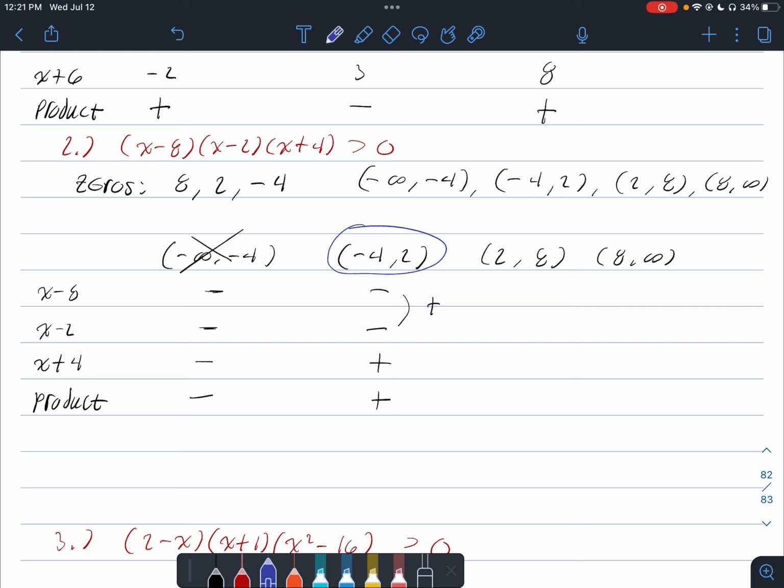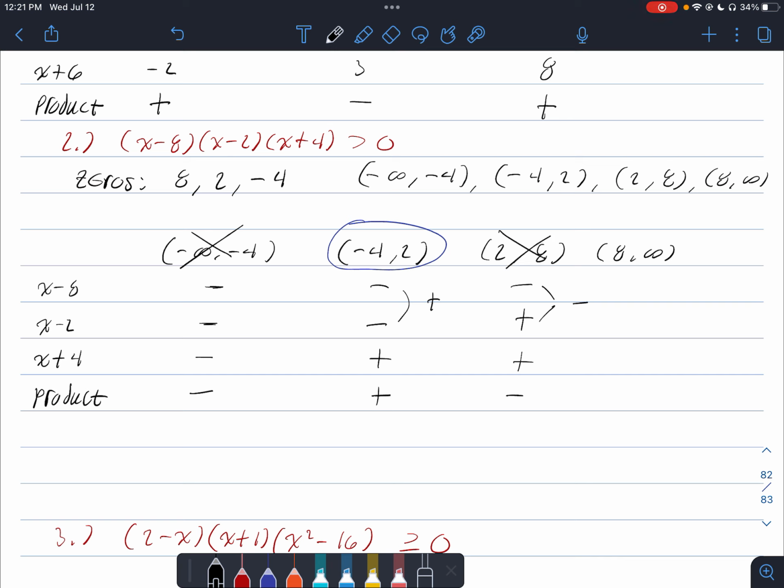Now let's pull from the interval 2 to 8. Let's try maybe 3. So we take 3 minus 8, we get negative 5, so that will be a negative number. If we take 3 minus 2, we're going to get 1, so this is positive. And if we take 3 plus 4, we get 7, so that is going to be a positive number. So here we get a negative number times a positive number gives us a negative number. And again, a negative number times a positive number gives us a negative number. So 2 to 8 is not going to be part of our solution.